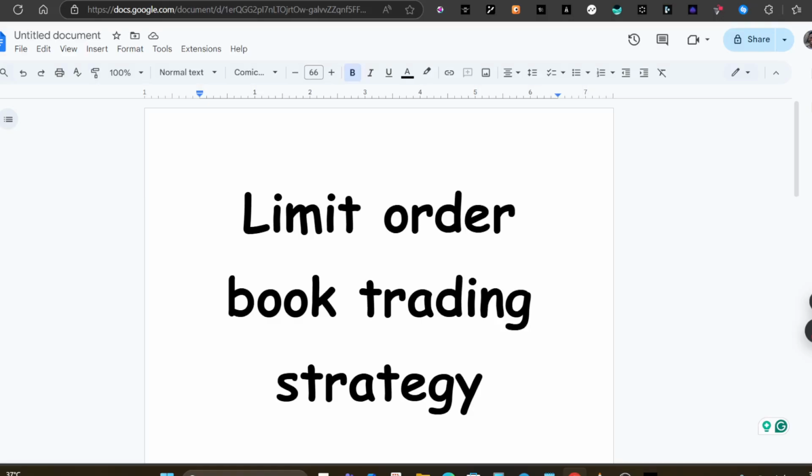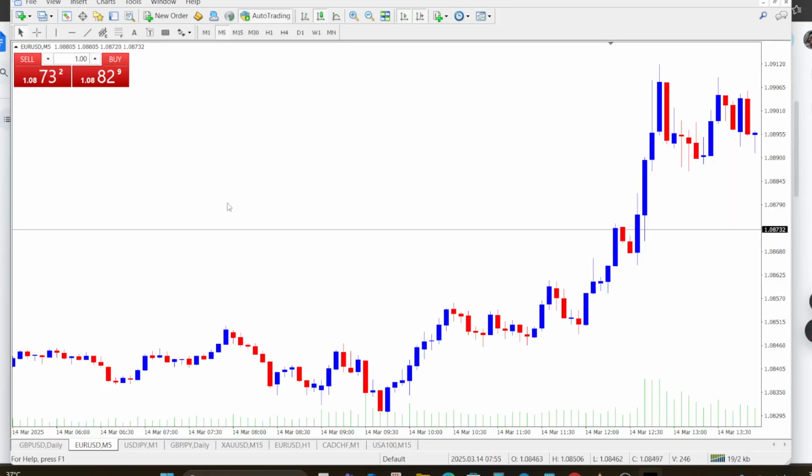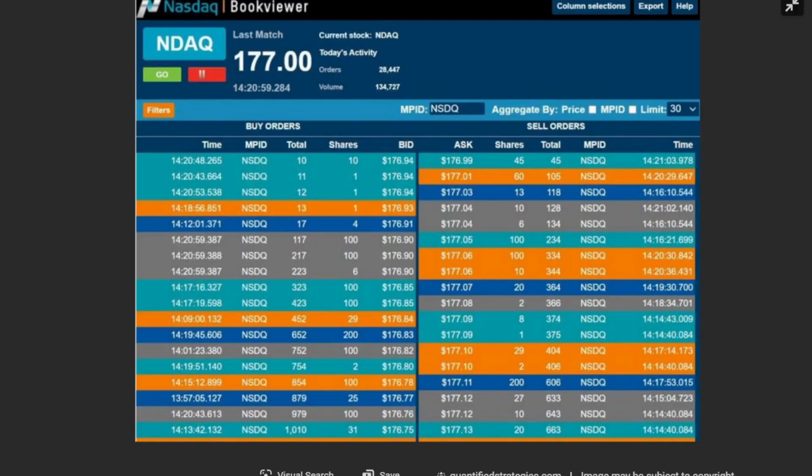First of all, let us break down what the limit order book actually is. In simple terms, the order book is a real-time list of all the buy and sell orders. So we have bid orders, we have ask orders, we have the order depth. This is just an example, right? It's a real-time list of all the buy and sell orders placed by traders at different price levels.